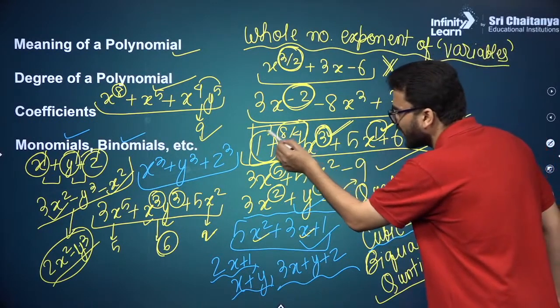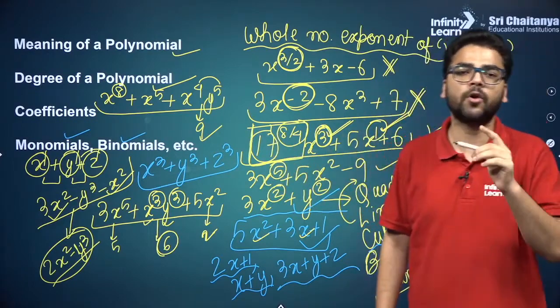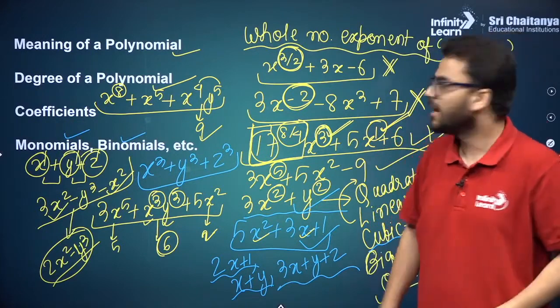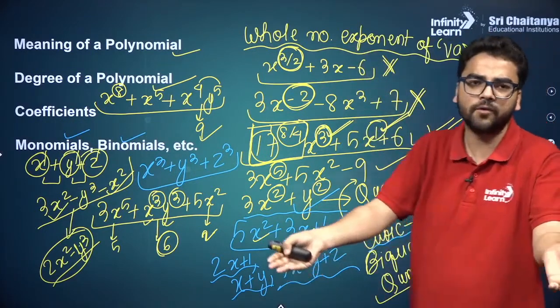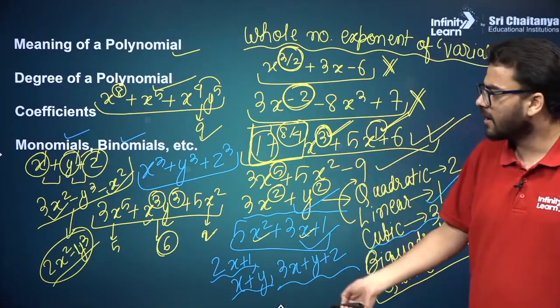You don't have to bother about the exponent of a constant. You just have to make sure that the exponent of the variable is a whole number. It means it must start with 0, 1, 2, 3, 4, and so on, obviously. I hope it is clear, Sujay. Any doubt in that?